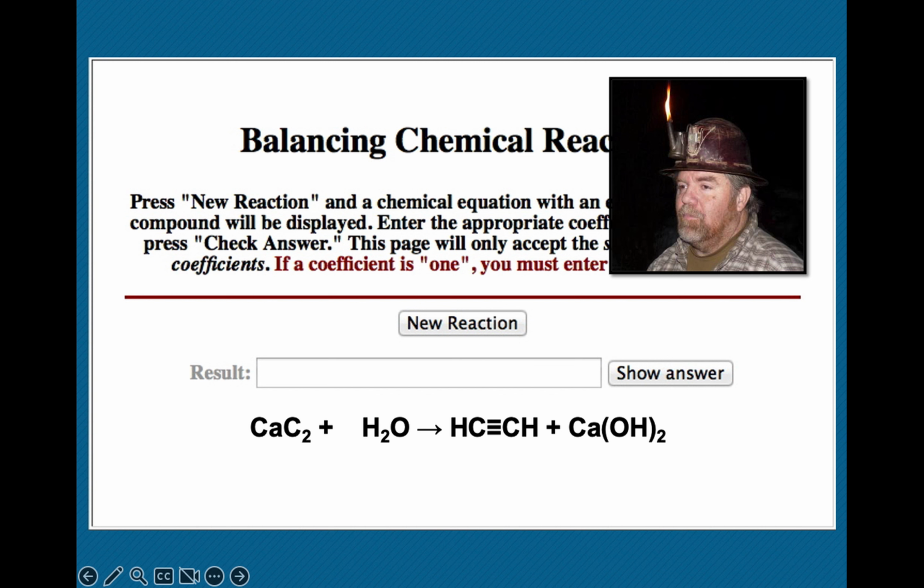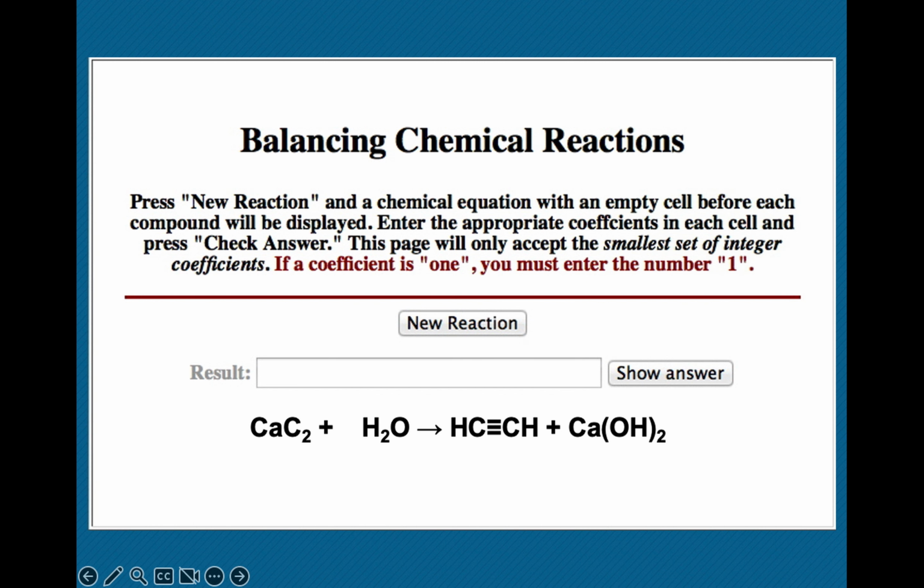Okay, so let's go ahead and do this. 2 carbons, 2 carbons. 1 calcium, 1 calcium. We have 2 hydrogens, 1, 2, 3, 4 hydrogens. We're going to have to fix that even though it's not odd even. Fix it with a 2. That gives us 2 oxygens, and we have 2 oxygens as well. Very simple equation to balance. Any questions?